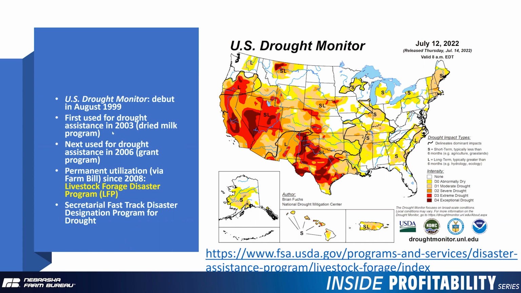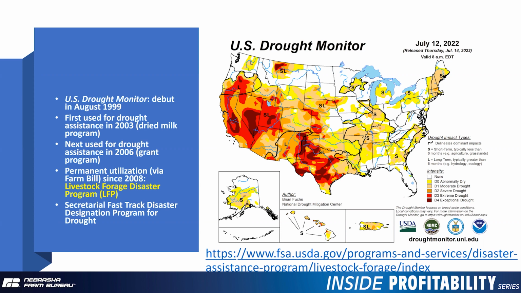The first instance was off of the 2002 drought, which was pretty bad in western Nebraska as well. A drier year than even most of the years in the Dust Bowl years, if you look at just a 1-year period. Obviously not for a decade. Dried milk not fit for human consumption was distributed to ranchers and folks for livestock to supplement feed. Then the next major milestone was in 2008 when this was brought into the Farm Bill, at first for the Livestock Forage Disaster Program, and then in 2012 for the Secretarial Fast Track Disaster Program.